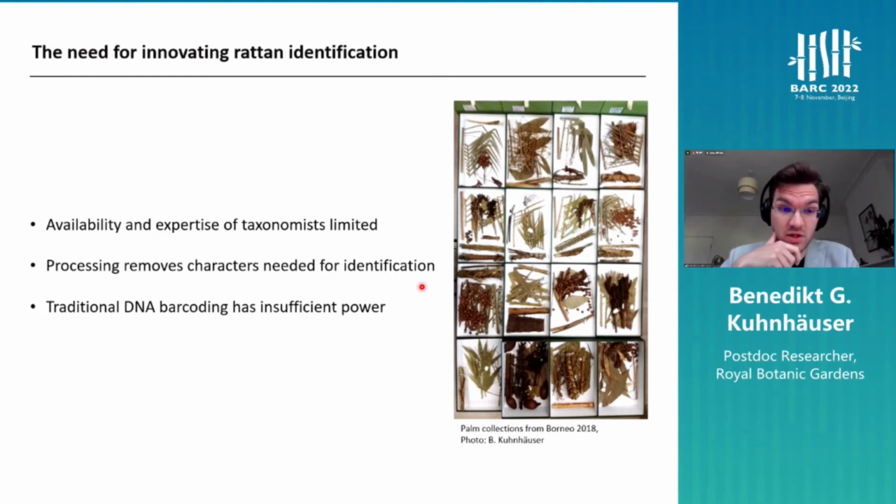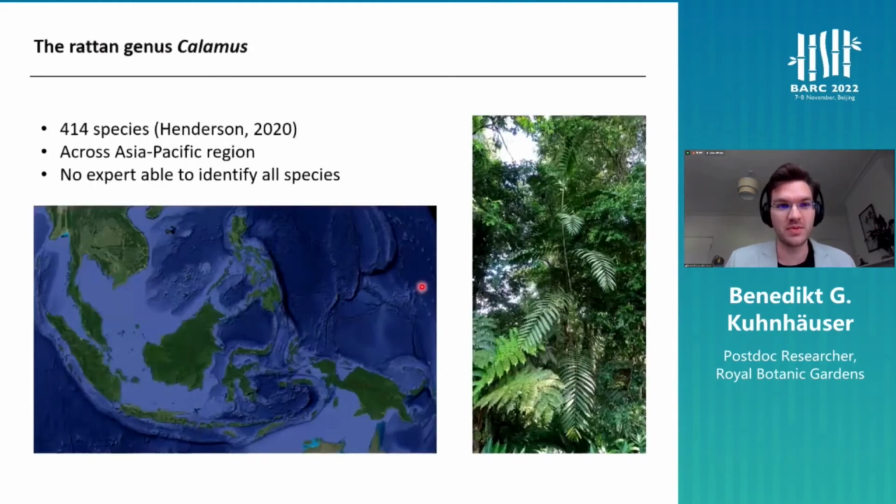But traditional barcoding methods, using genes such as rbcL or matK, have insufficient power to distinguish between species. And this is a big problem in rattans because we deal with hundreds of species, again a similar situation to bamboo. In the biggest genus, Calamus, we have 414 species. They are all across the Asia-Pacific region, reaching from India and China all the way down to New Guinea and Australia.